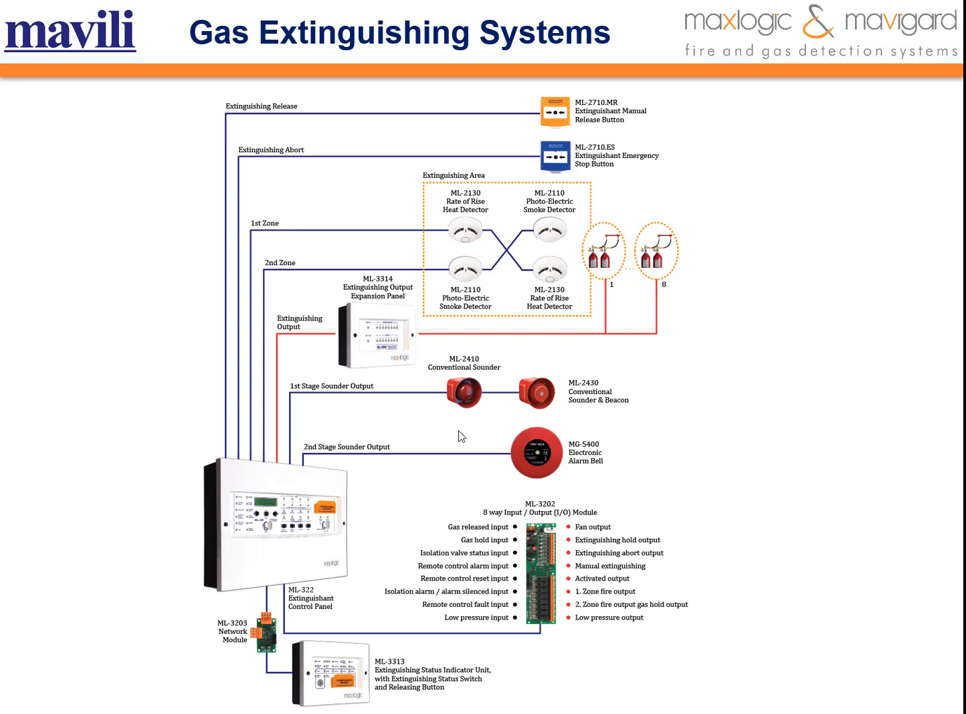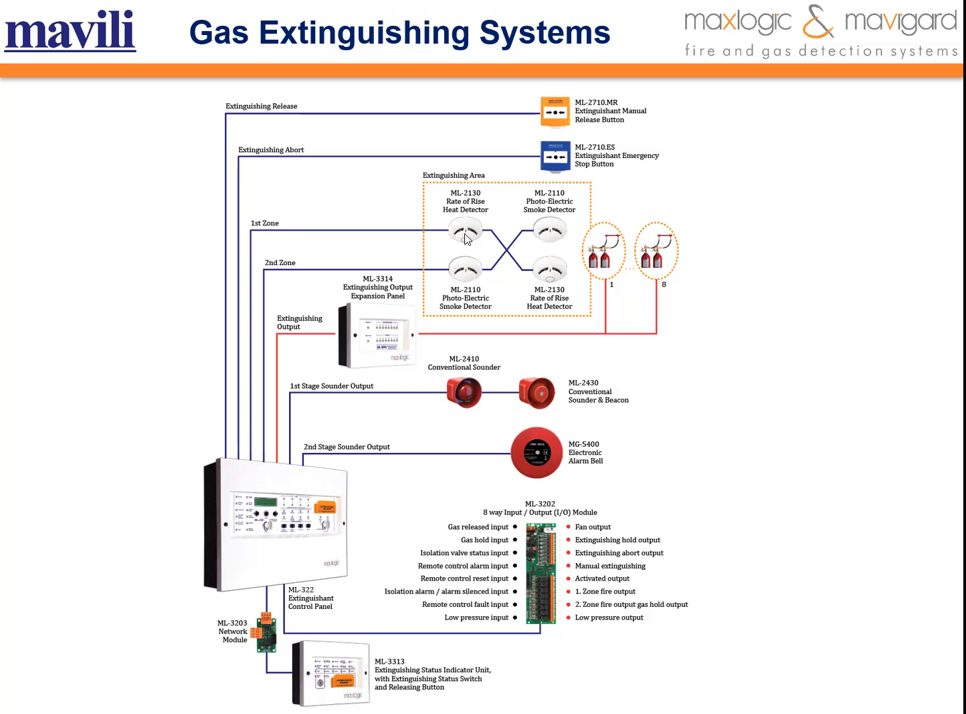Here is our scheme of the extinguishing system. There are sounders, detectors, manual call points, those are used for manual release and extinguishing emergency stops. And also we have an extinguishing output expansion panel that allows using up to 8 FM200 tubes in the extinguishing system. And also we have a cross zone working mechanism in our system. So you will connect one heat detector to one zone and one smoke detector to the other zone, and if both detectors are activated, the extinguishing will start.